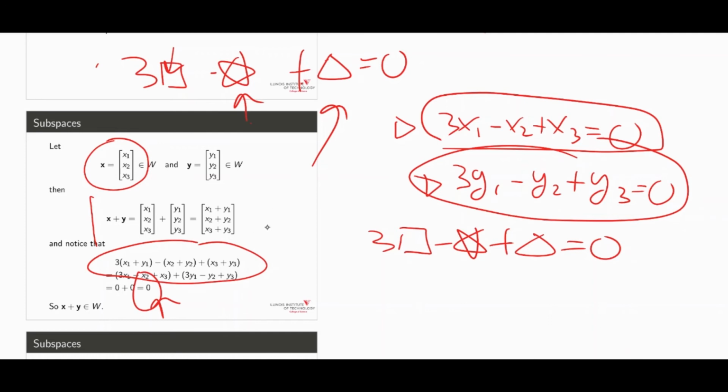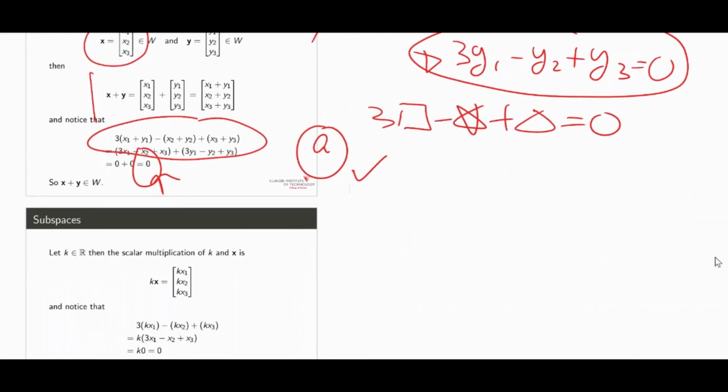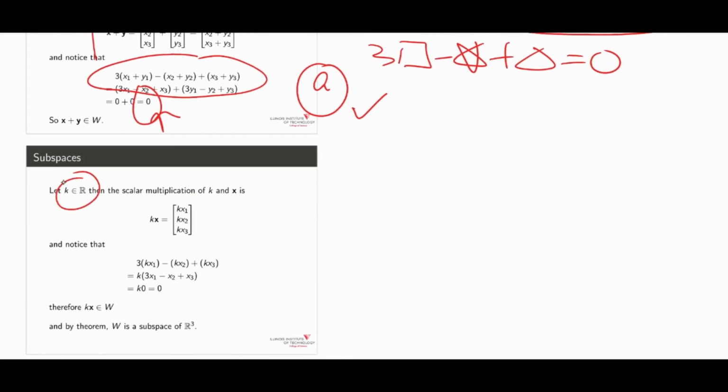As simple as that. So for the theorem, the addition operation is closed. So we are good. How about scalar multiplication? You take any real number k and multiply it with x. This is how we usually multiply a vector with a scalar. And again, is this an element in W? We have to verify. Let's call this a box, this a star, this a triangle. So 3 times the box minus the star plus the triangle. Is it 0 or not?